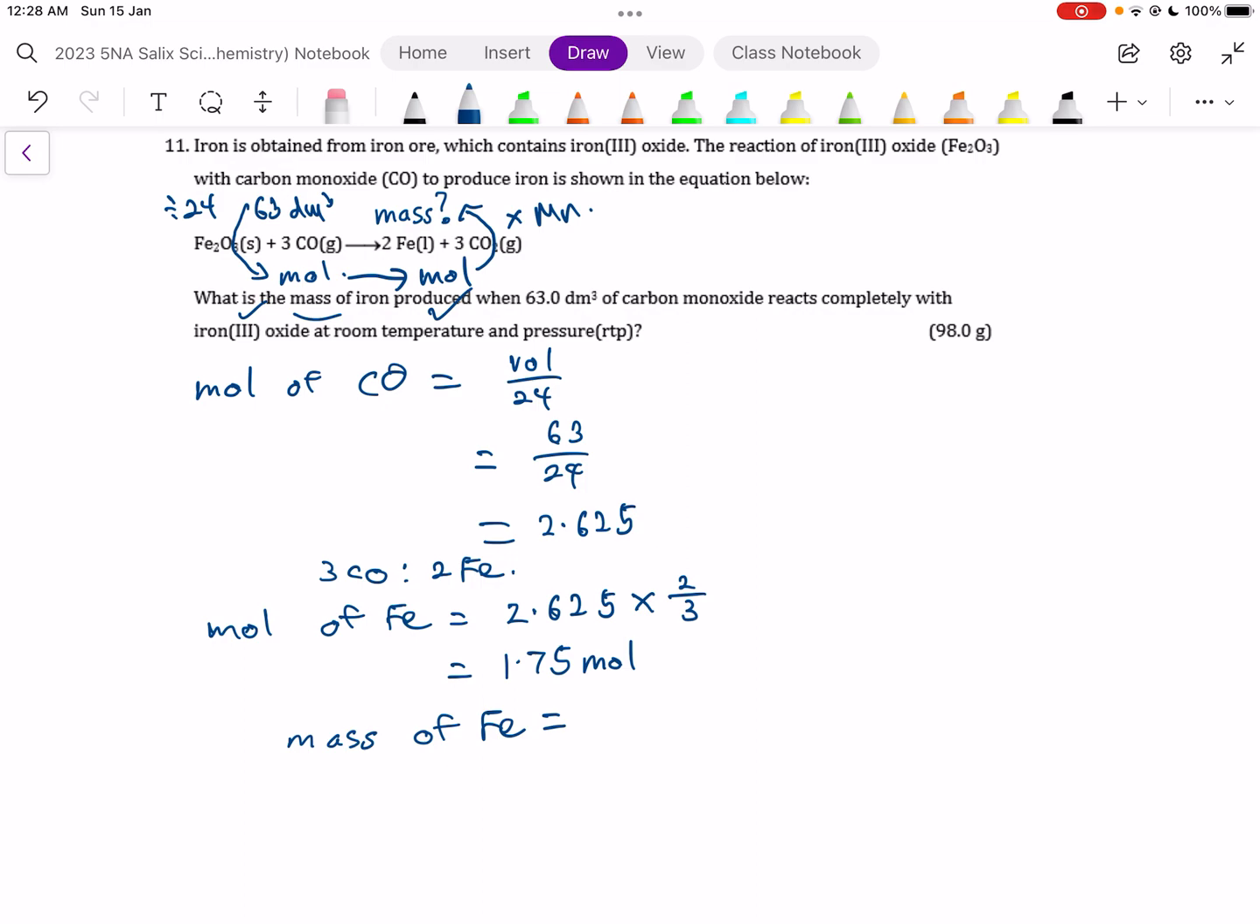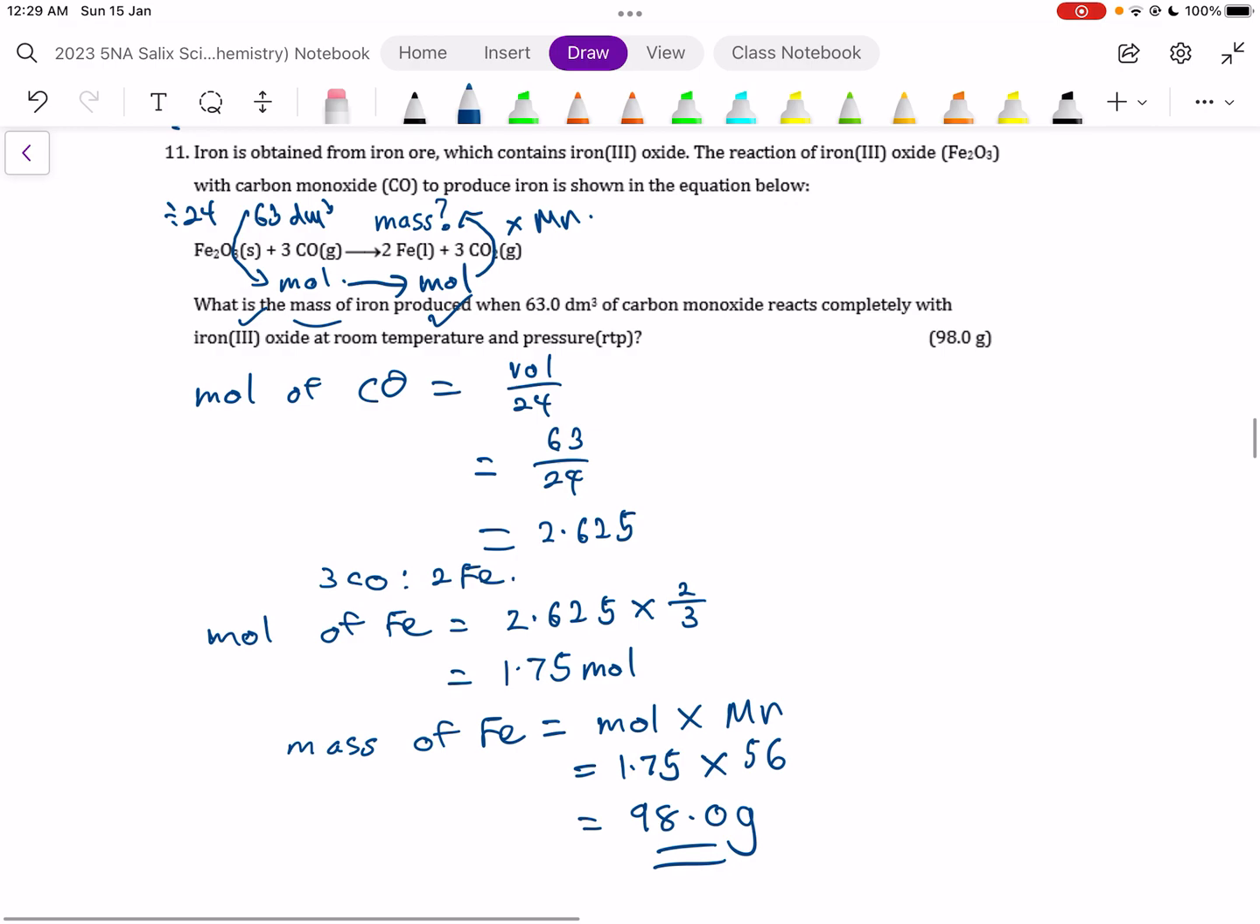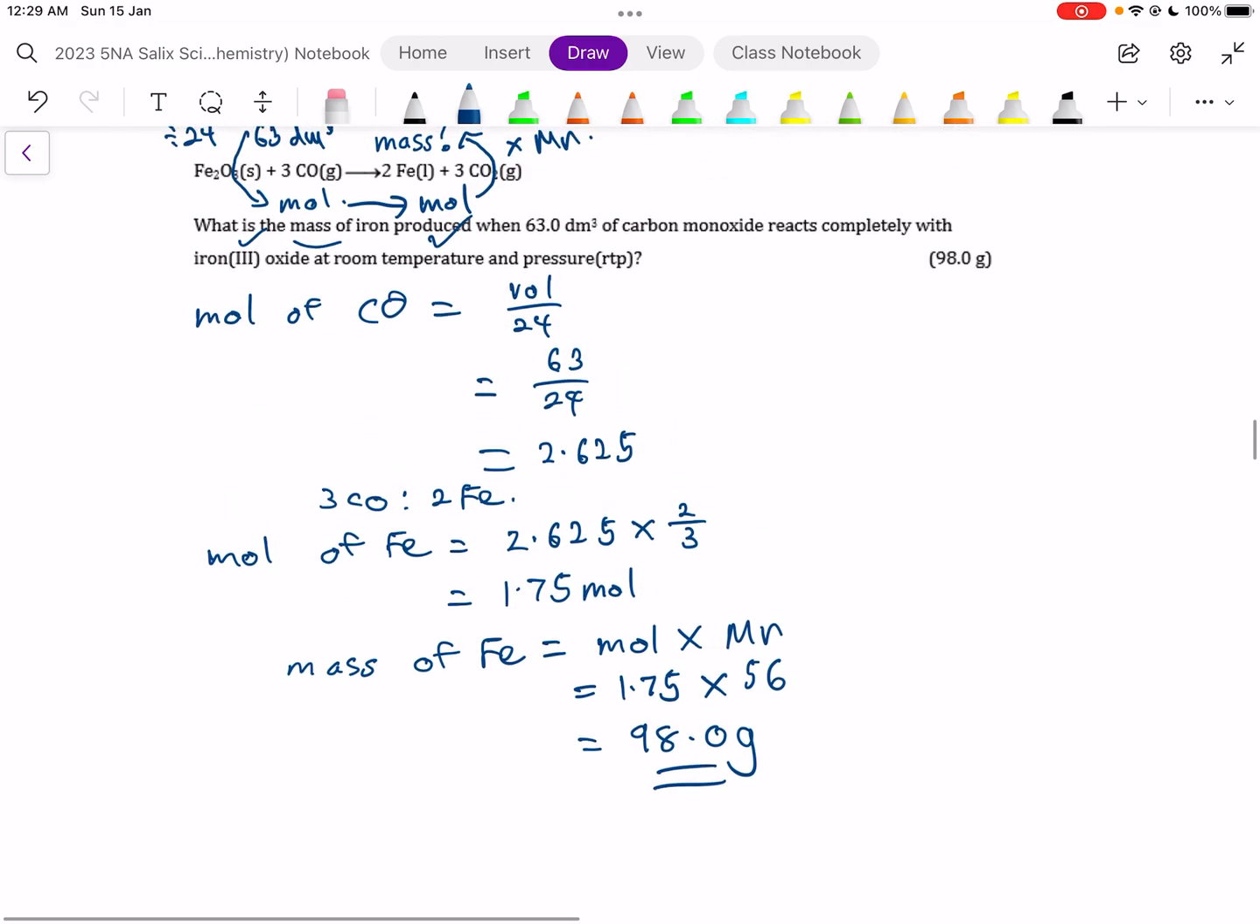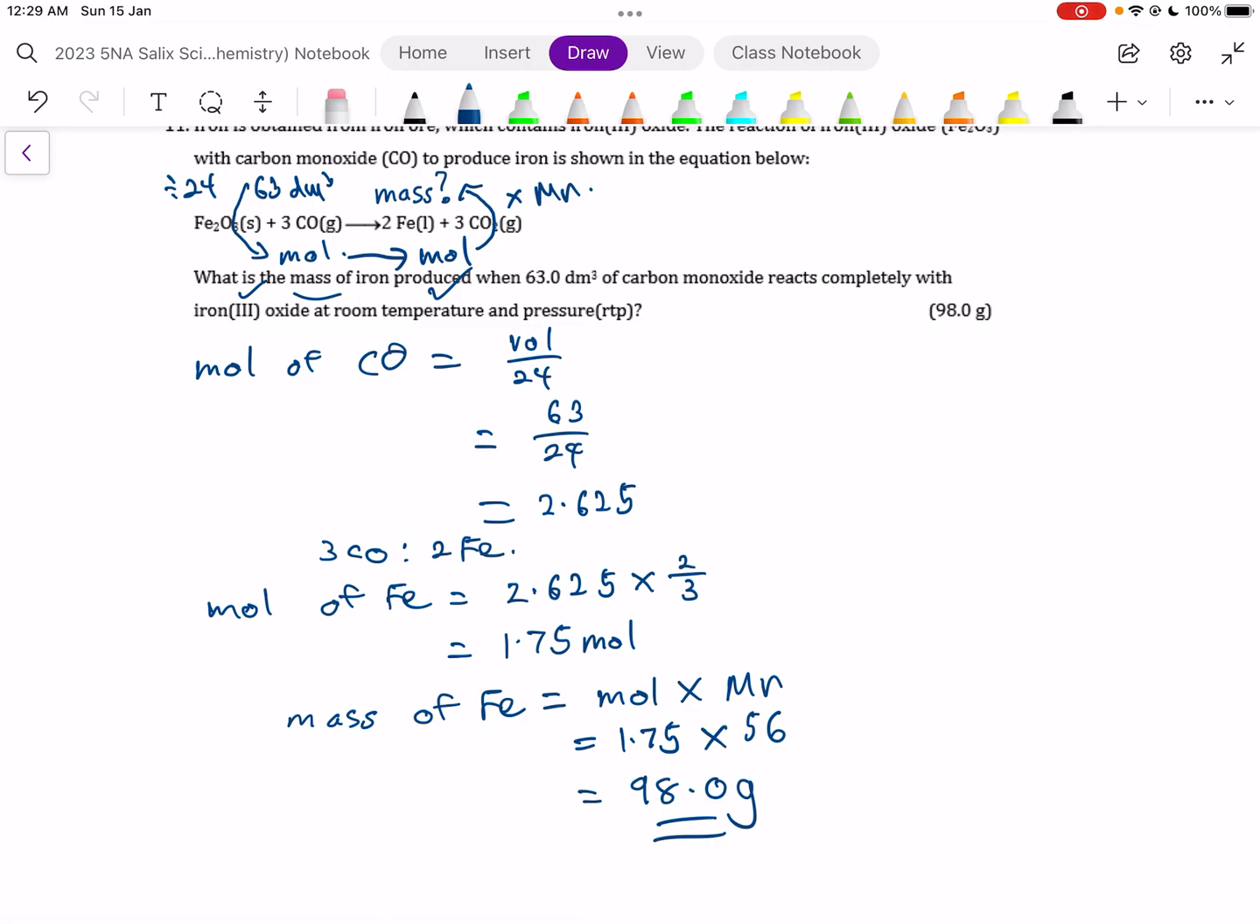Writing of the statements is important. As you can see, there are multiple steps in this kind of question, so we need to write statements so that we know in each particular step what we are trying to find. This one will take mole multiplied by mR. So 1.75 multiplied by 56, I should get 98.0 grams. Sorry, having a blocked nose. Once this is done, then I'll go on to question 12.